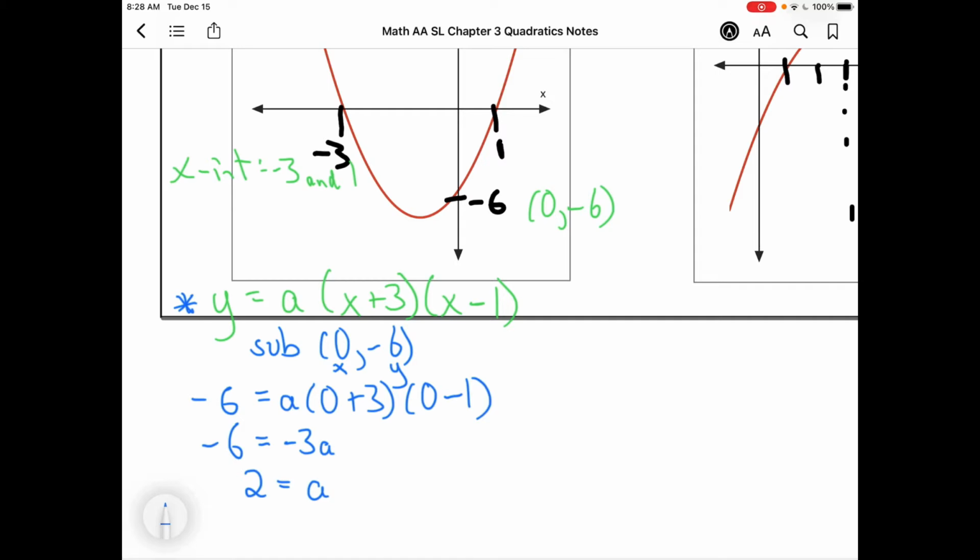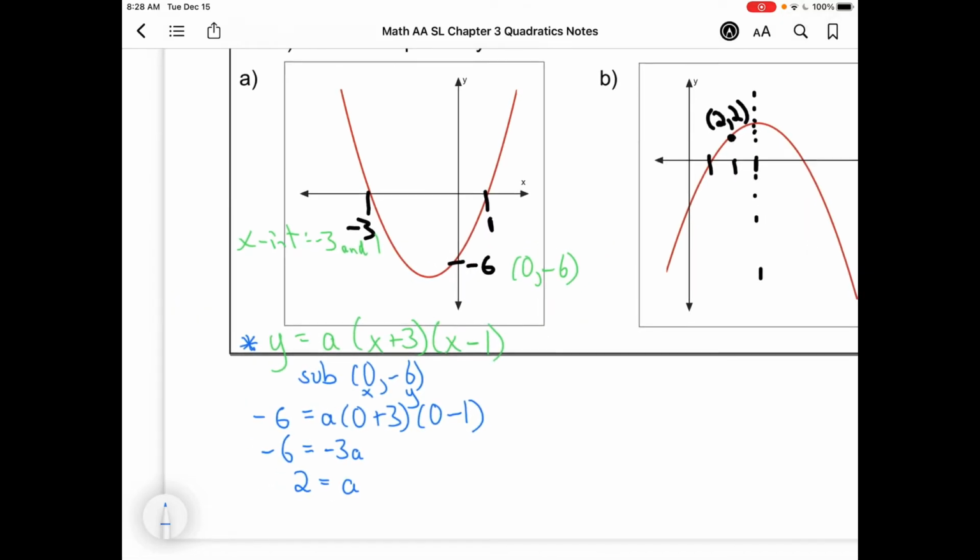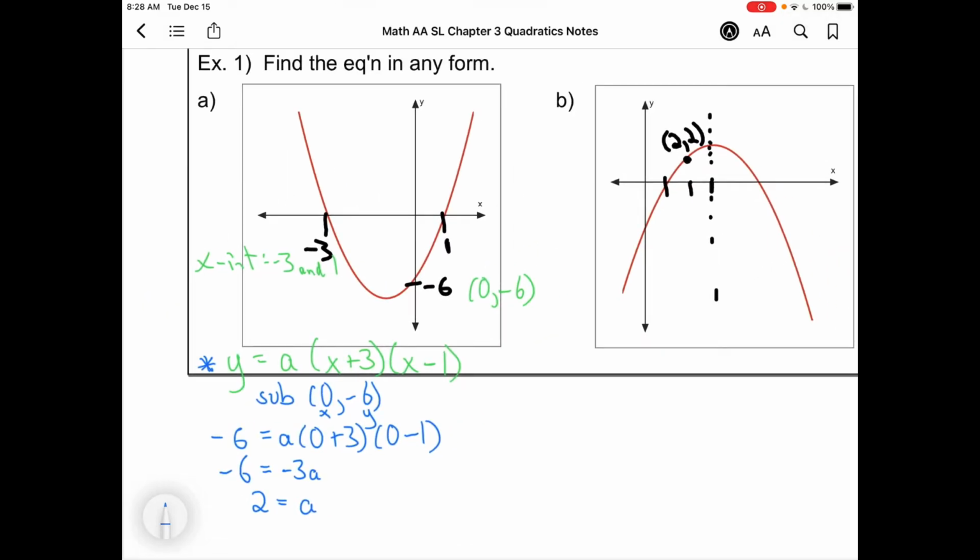Does that make sense that we have a positive a value for this? Yeah, it does. All right, so we were at this version of the equation over here. The only problem is that we didn't know what a was, and now we do know what a is. So now I can write the equation of that function as y equals 2(x plus 3)(x minus 1).